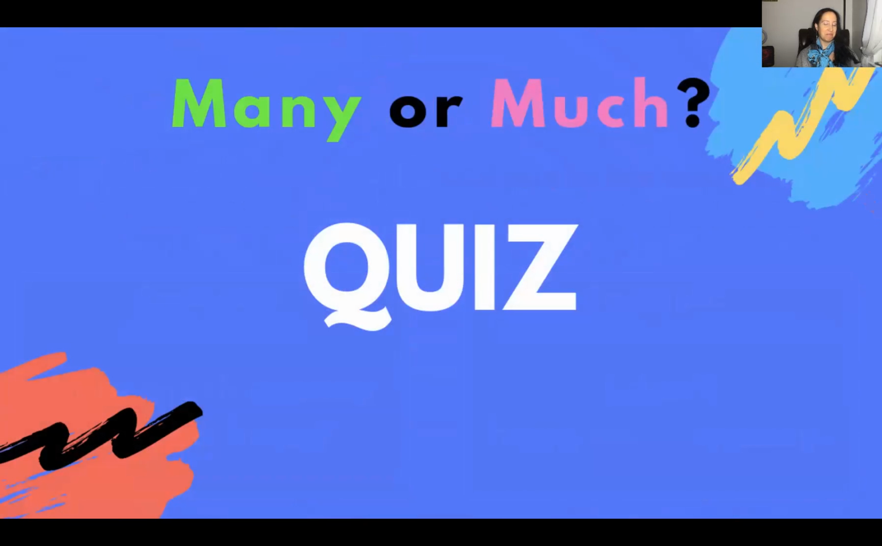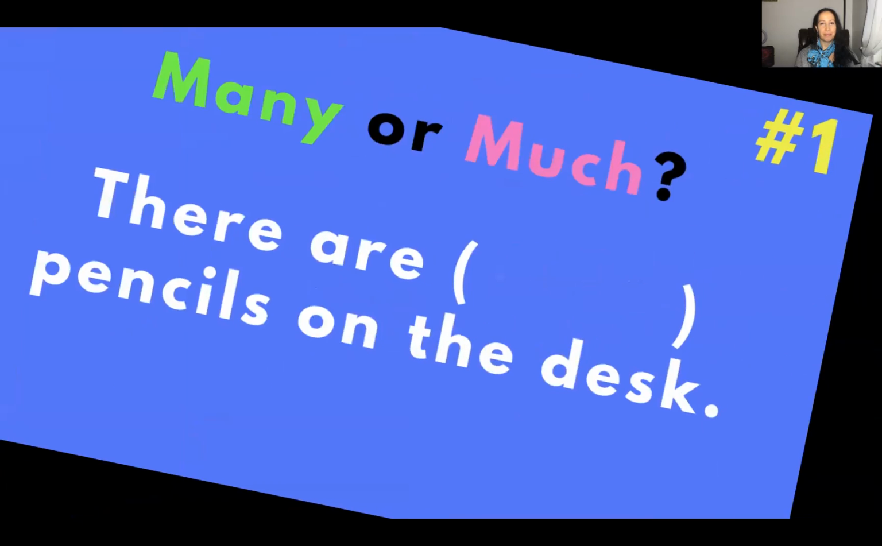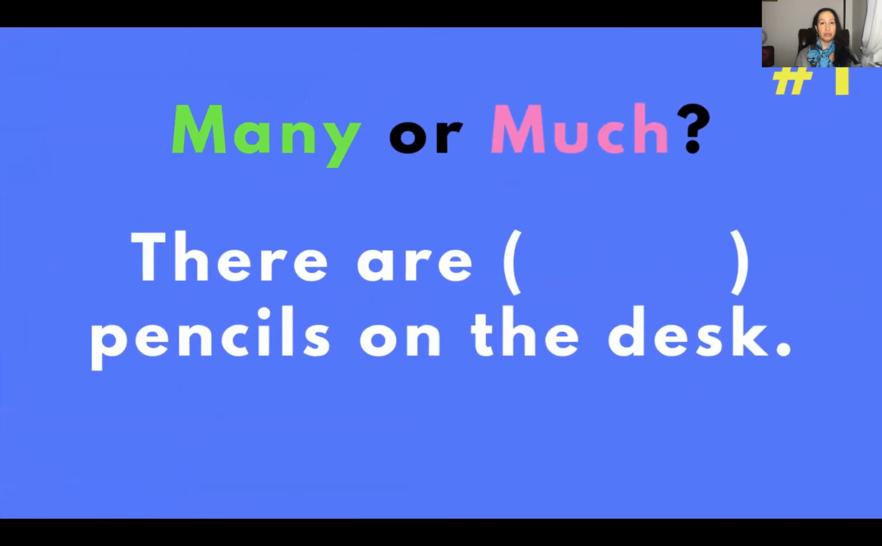Quiz time, but we're having some fun today. Remember. Now, you're going to choose many or much. For example, there are many pencils on the desk, or there are much pencils on the desk. Many. Did you get it? Now, is that countable or uncountable? Can you count the pencils? Yes. So we use many.